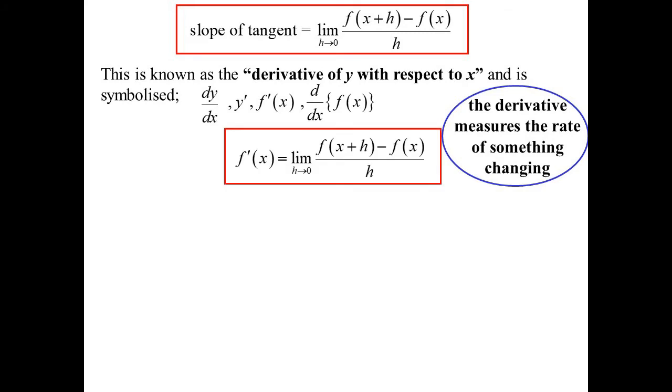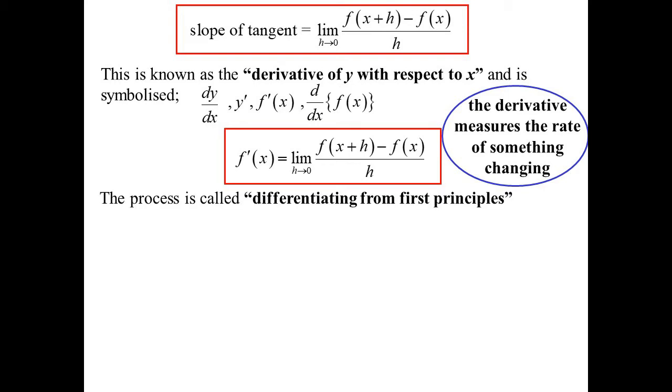So now, rather than writing the words slope of tangent, I'll write in gradient function. f dash x is equal to that. Now, differentiating this way is what we call differentiating from first principles. Now, you might have heard the expression first principles before.